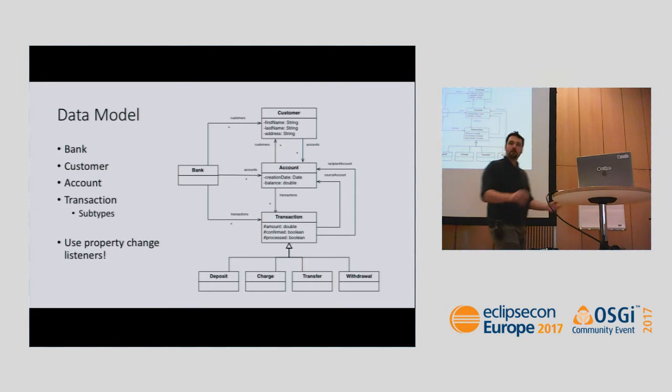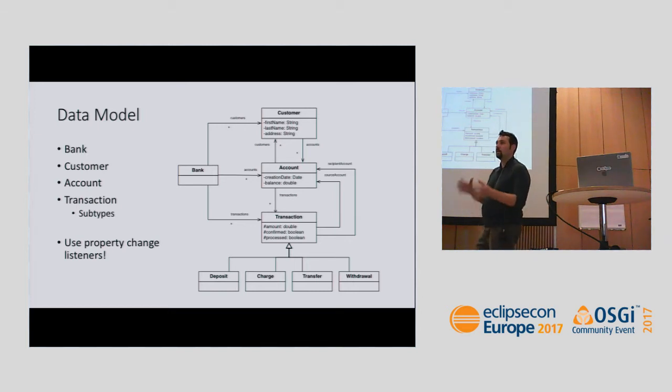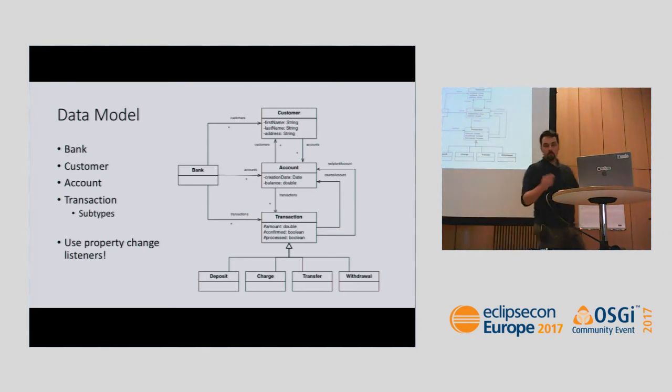So let's get started with the data model. I used a very simple data model where we have a bank which has customers, accounts, and some transactions of different types. The only thing that I can tell about, well, you can generate the data model, but it's very important that you think of a mechanism for listening to the changes of this data model, because you then have to use it in your user interface. So in the case of Eclipse, it's a good practice using property change listeners.